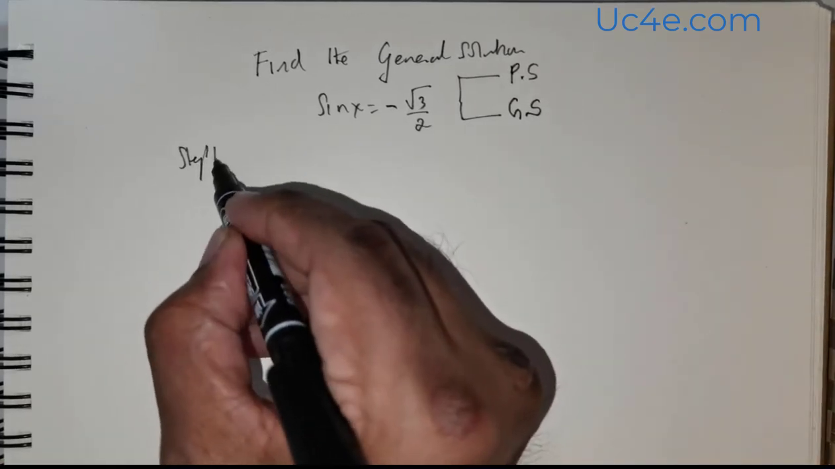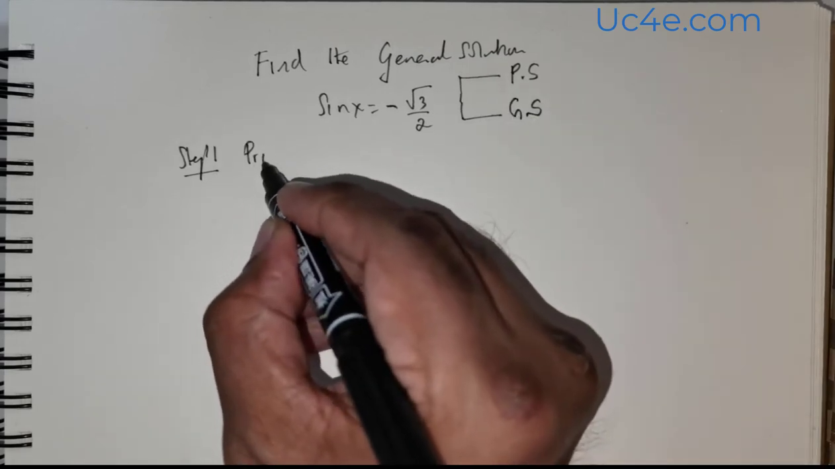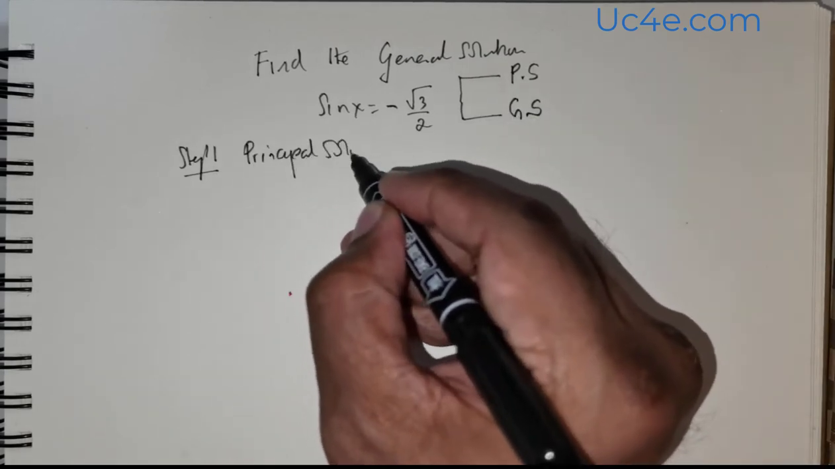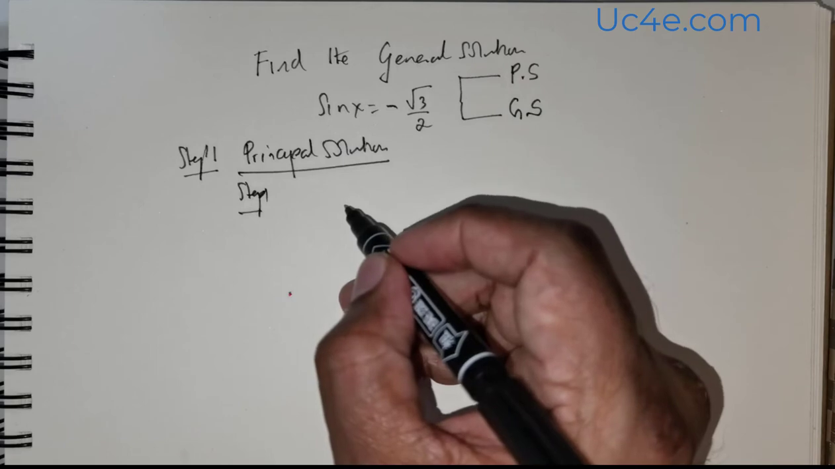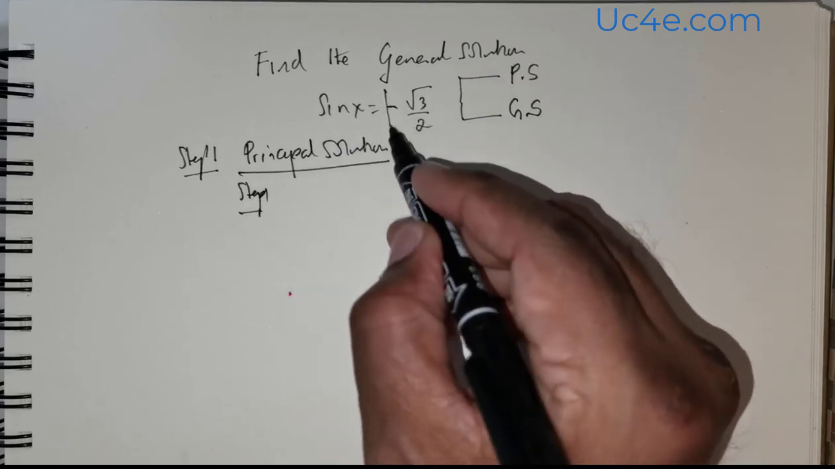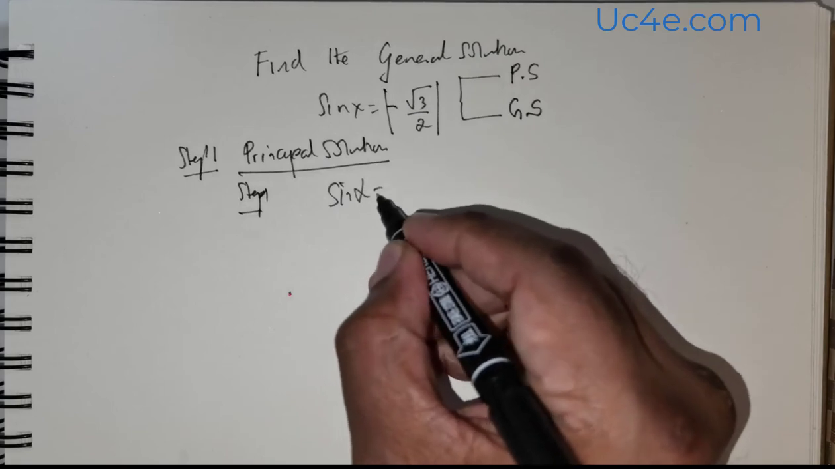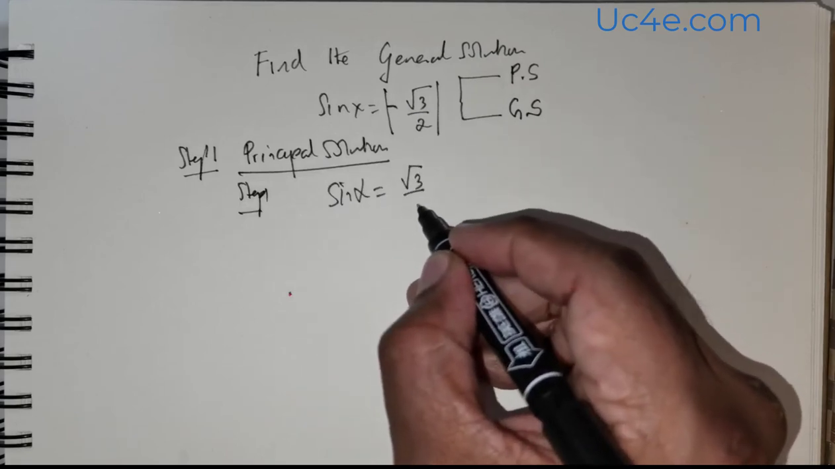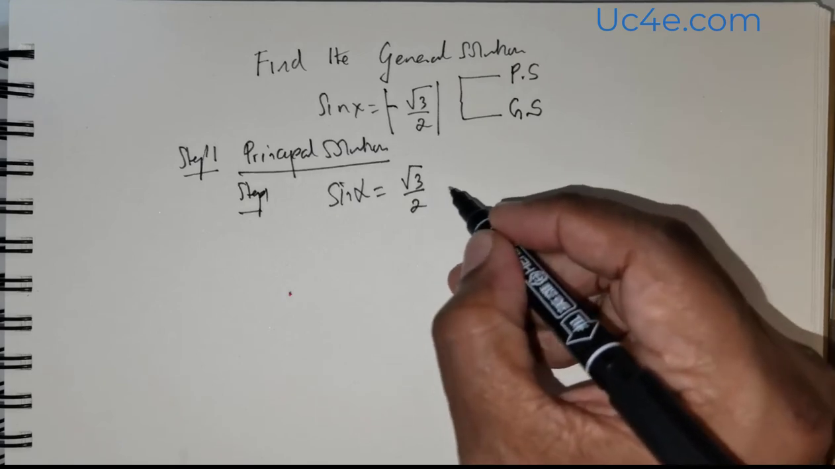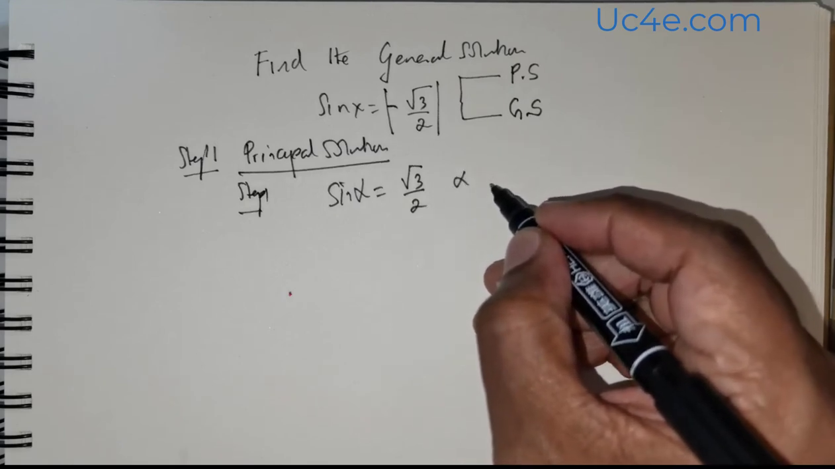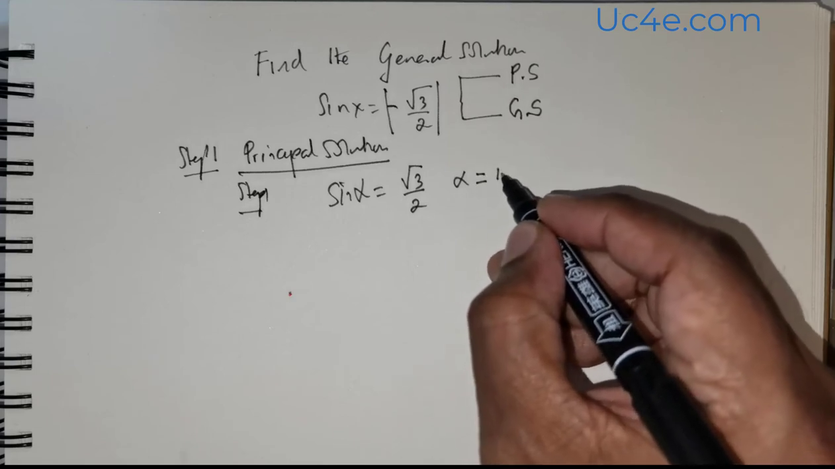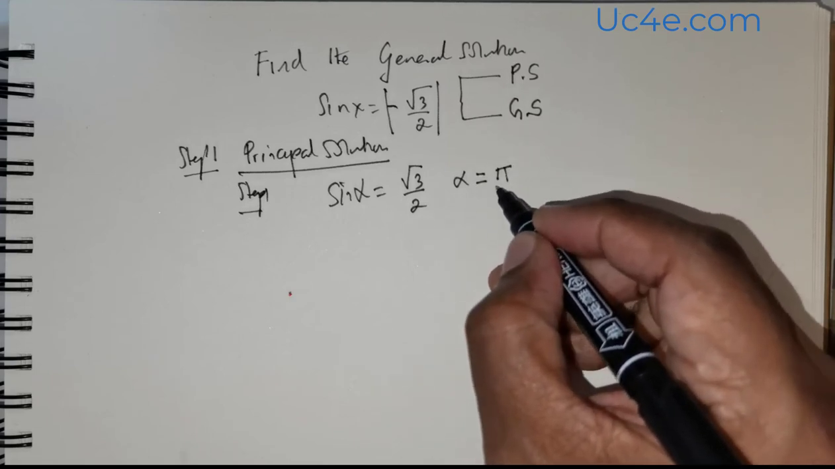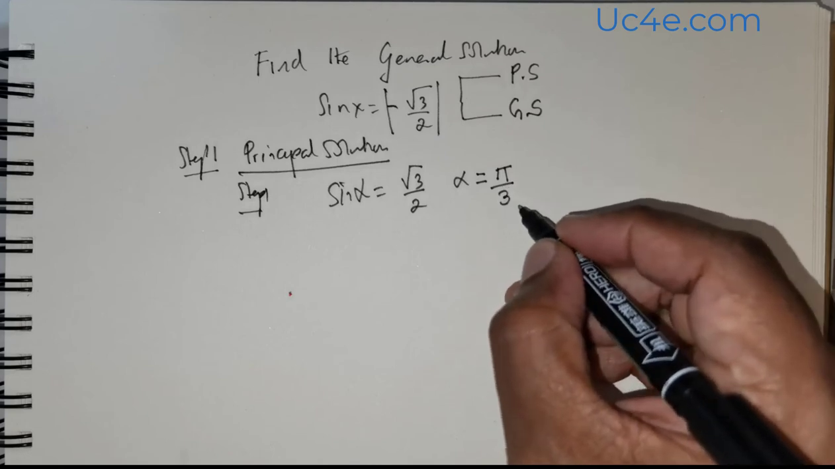Now let's execute step number 1, that is finding the principal solution. To find the principal solution, we have got 3 steps, right? For the first step, we would take the modulus of this quantity and write it as sine alpha is equal to root of 3 over 2, right? Now what would be the value for alpha here? Clearly sine 60 is going to be root 3 over 2. So alpha is pi divided by 3, right?